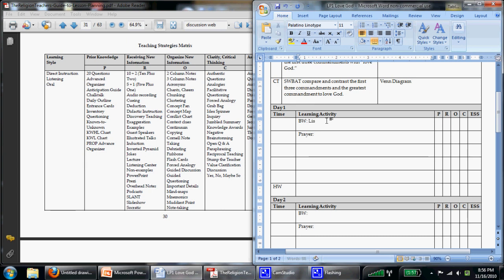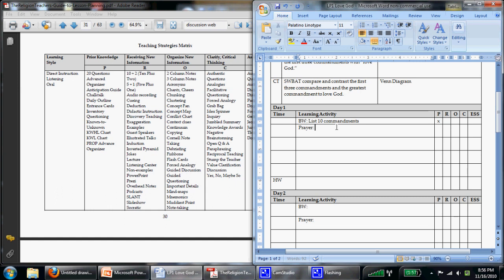Because we're talking about the 10 Commandments, and this is the first time we're introducing the idea, we're going to just ask the kids to list the 10 Commandments to the best of their memory. And this, of course, is going to be prior knowledge. So they may not know or remember them, but they probably can list down at least a couple.